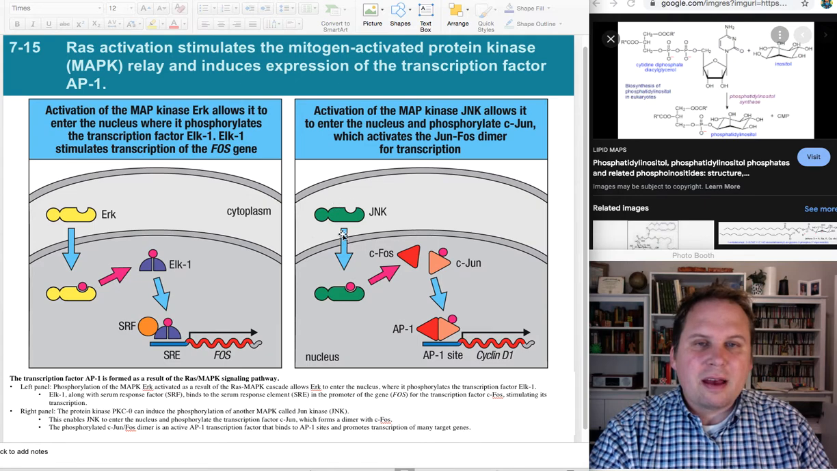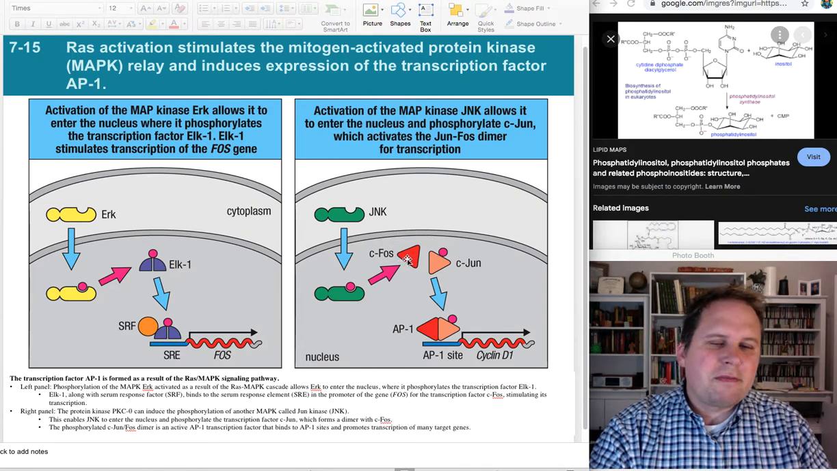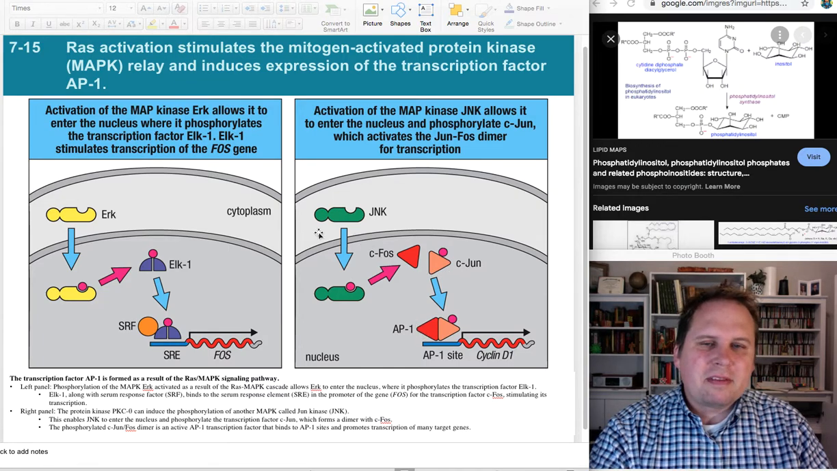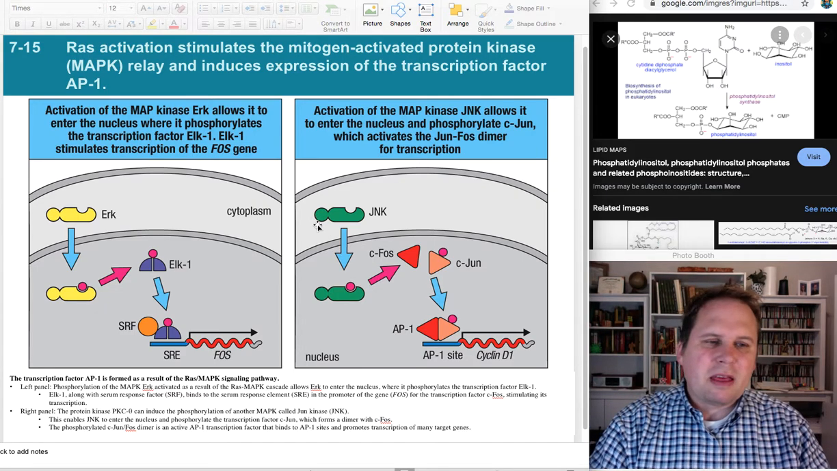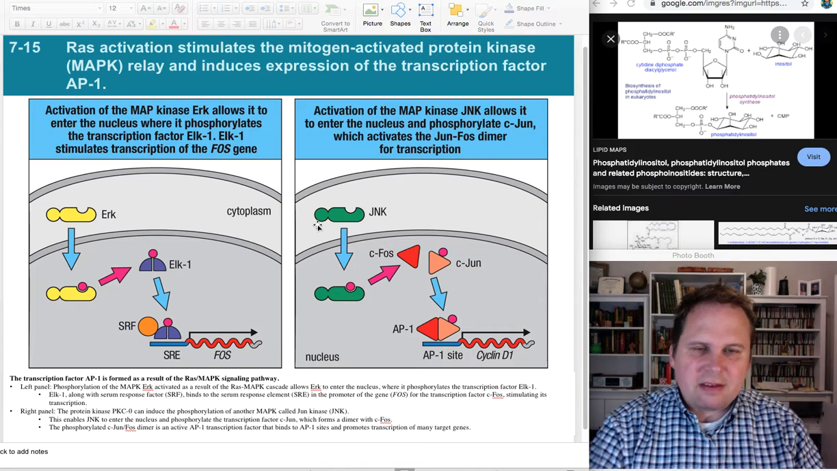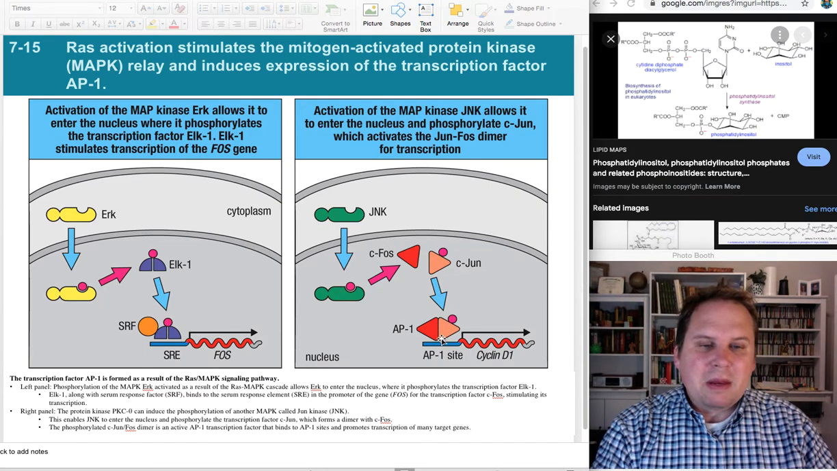JNK will get activated as part of this process, and it is going to come in here and help activate this complex. But the JUN was already there, so we're going to add a phosphate to it. We're going to join a FOS that we just made to a JUN, and this is going to be activated via sort of downstream things that happen from some of the other kinases that were activated just upstream. Anyway, that is then going to start transcribing genes.